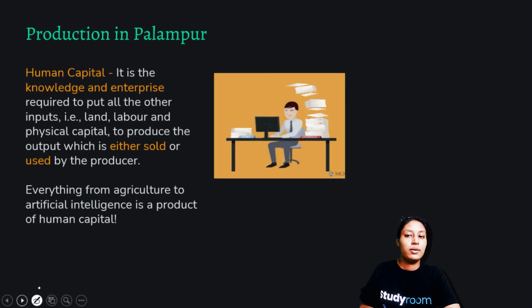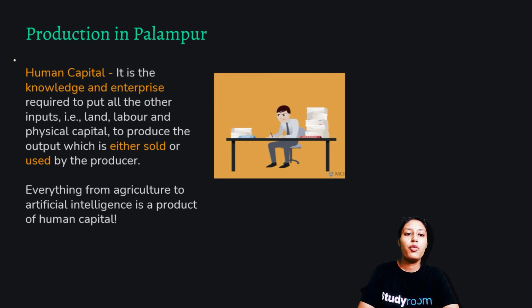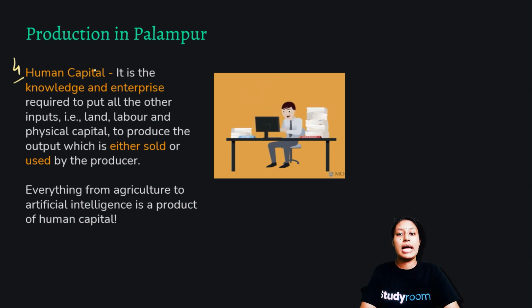Now, fourth point here is human capital. Human capital is the most essential asset that we require today. Basically, you have to have knowledge and enterprise to pull every input together. You have raw material, you have your tools, you have all the kinds of capital that you require. But if you don't know how to put them together, it will be very difficult for you, right? So human capital is basically the knowledge and enterprise which helps in formulating everything that is being planned.